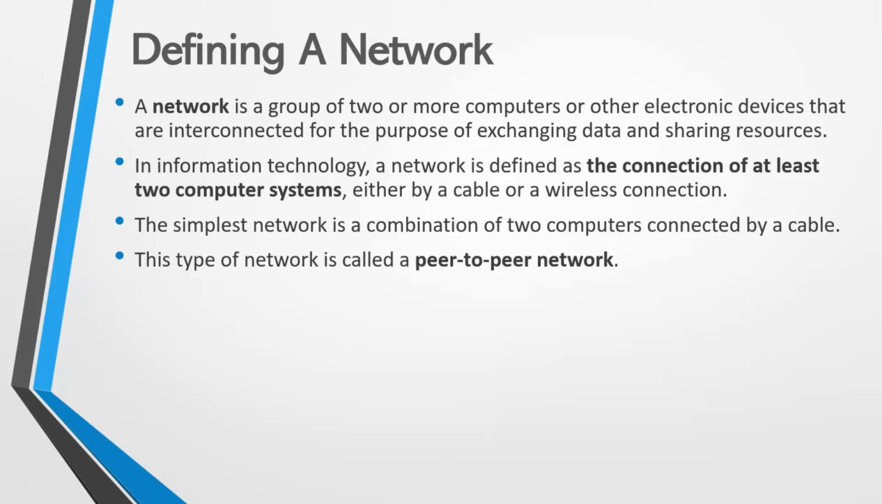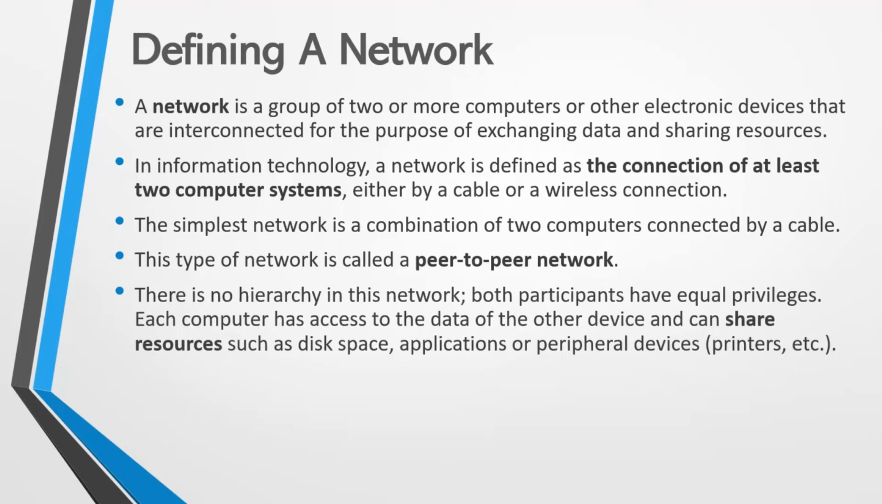Now there is another type, which we will be discussing in the later sections. There is a network called the peer-to-peer network wherein you connect two PCs or two mobile devices and share data between them. There is no hierarchy in this type of network. Both participants have equal privileges. Each computer has access to the data of the other device and can share resources such as disk space, applications, or peripheral devices such as printers, etc.